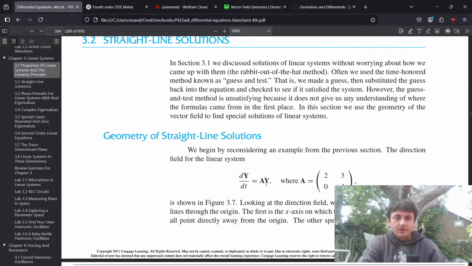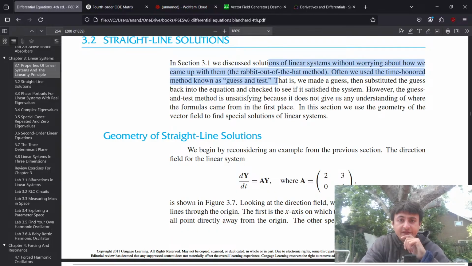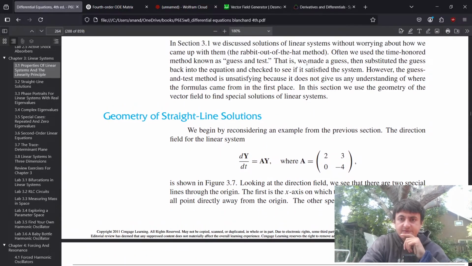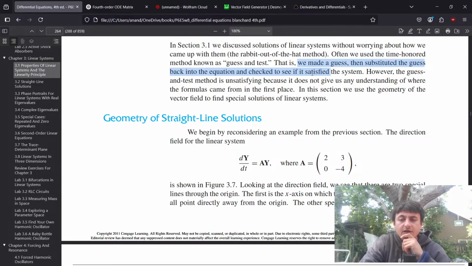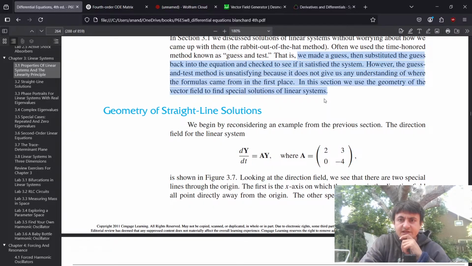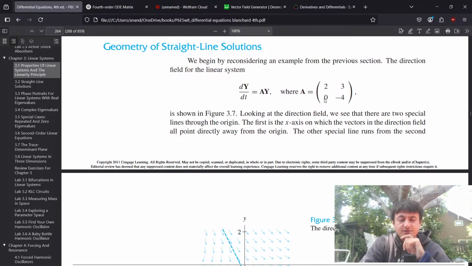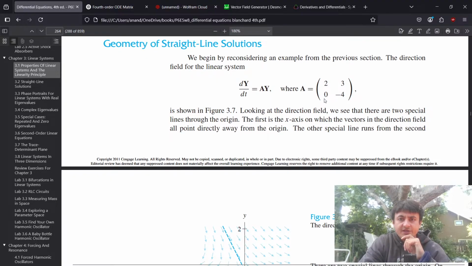So, in 3.1, we discussed the solutions of linear systems without worrying about how we came up with the actual solutions. We used the guess and test method. In this section, we use the geometry of the vector field to find special solutions of linear systems. We begin by reconsidering an example from the previous section.